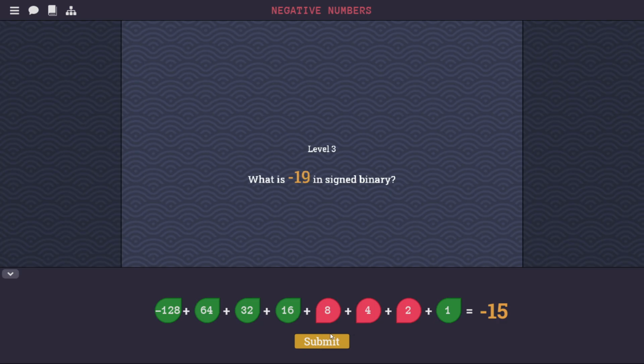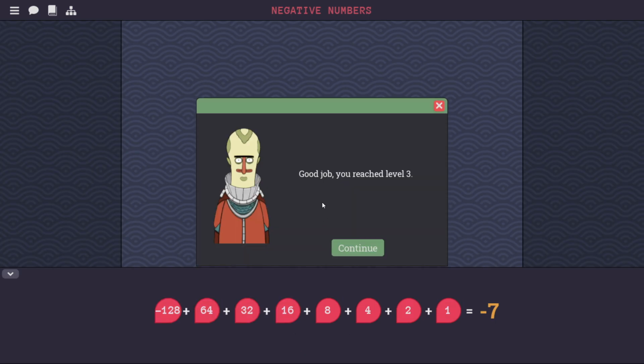Minus 19 is 18, which is 16, 17, 18. Minus 16 is 15, which is 8, 4, that and that. Minus 8 is 7, which is that minus that. Good job, not level 3.